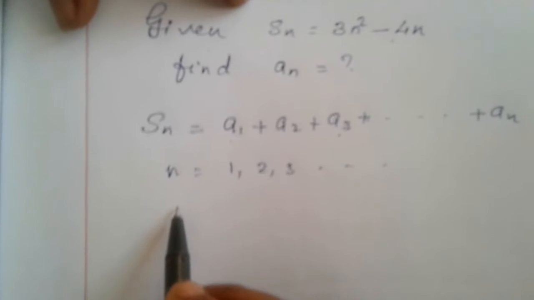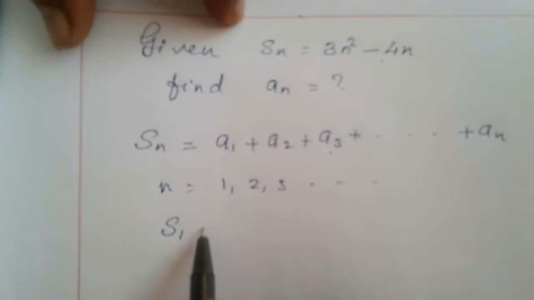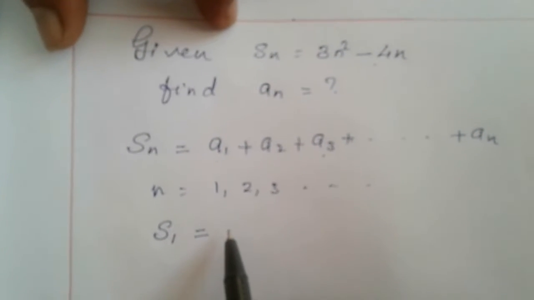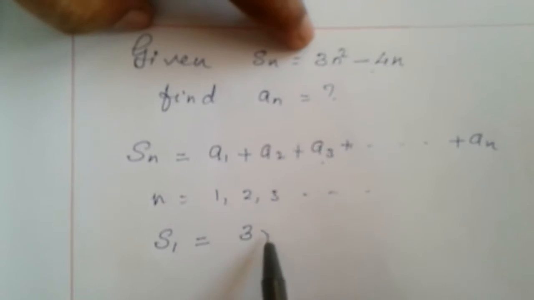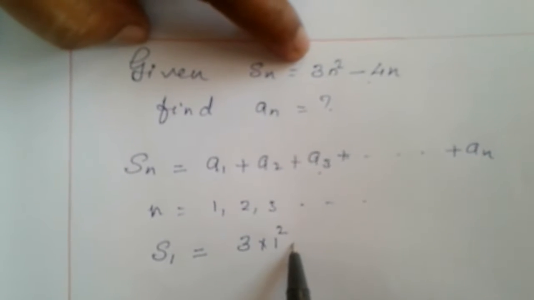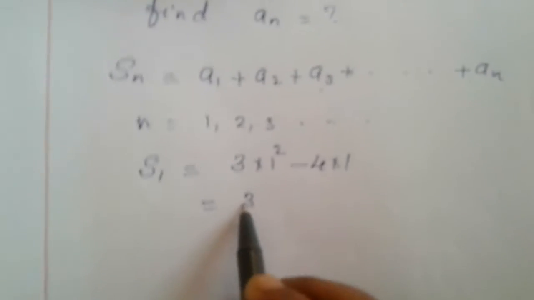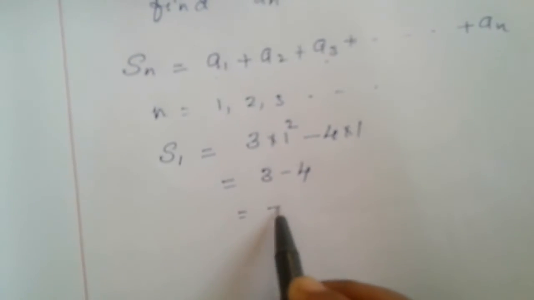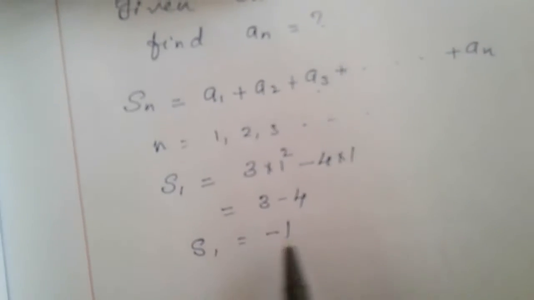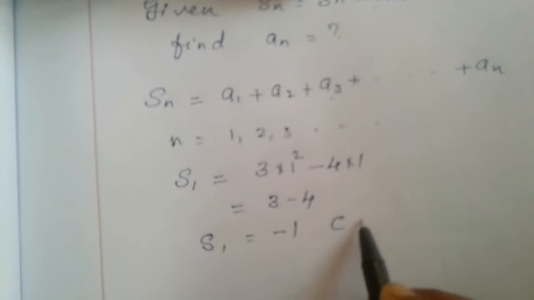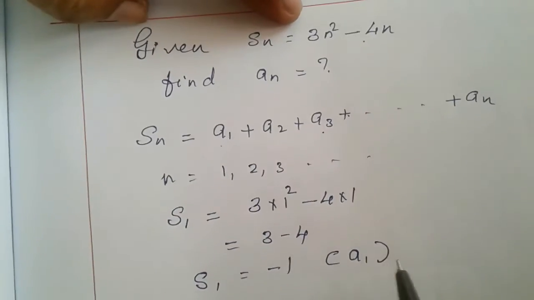So first we are giving n equal to 1, S1. S1 equal to 3 into 1 square minus 4 into 1. That is 3 minus 4 equal to minus 1. S1 equal to minus 1. S1 means a1, the first term.